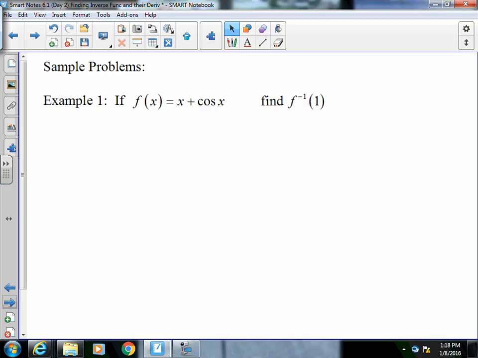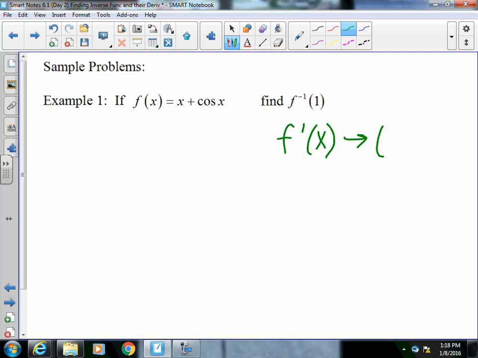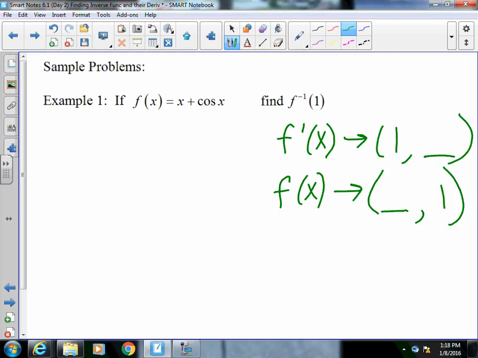I'm going to begin with a couple example problems that will open your eyes to some thoughts. So, it says if f of x equals x plus cosine of x, find f inverse of 1. So, what that means is that in the inverse, that's going to be the point 1 and some unknown that we are expected to find. Which means in our original, because the domain and range switch, that's going to be some unknown with a 1 for a y. So, how can I find that unknown? I have two options. I could find the inverse and then plug in 1 for x, or I could plug 1 in the original for y. Option 2 sounds better to me.